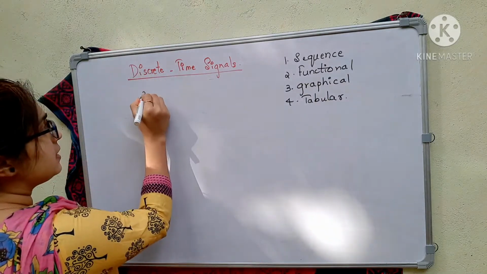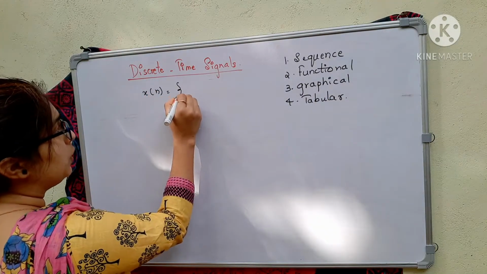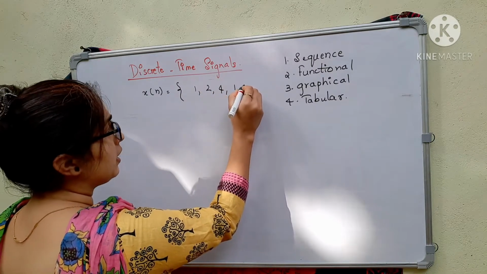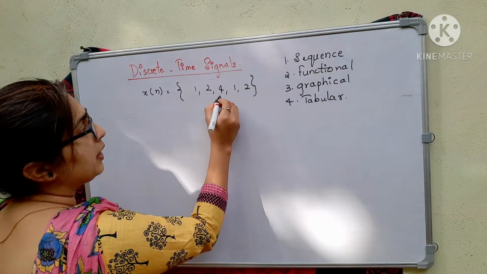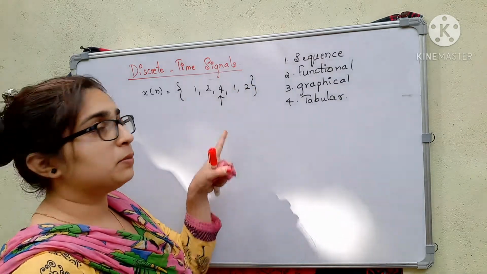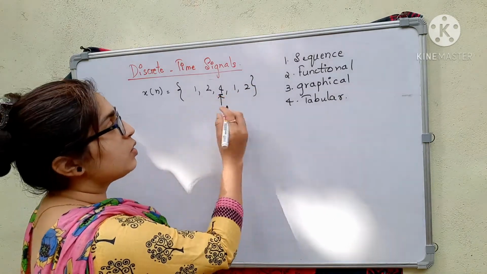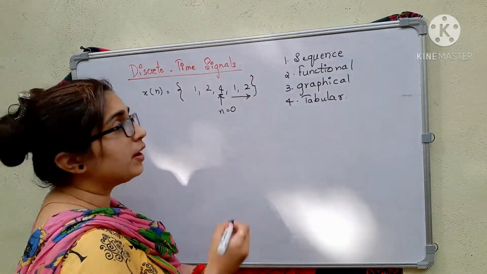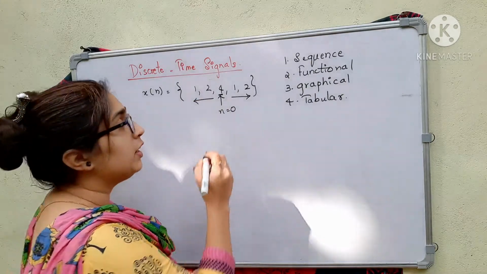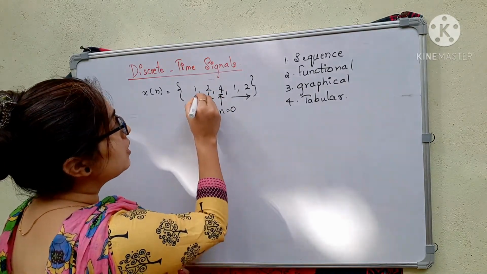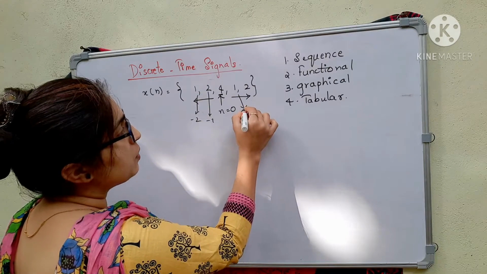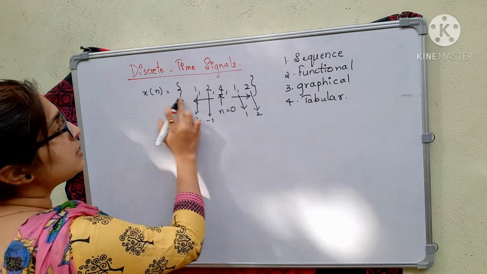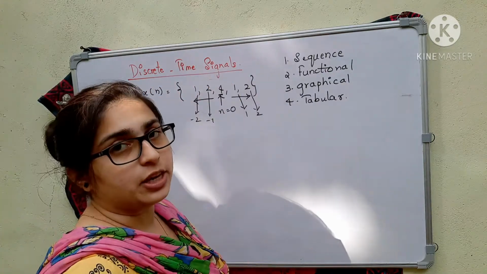If I consider x of n equal to 1, 2, 4, 1, and again 2, and here I am writing an arrow mark. The arrow mark means this is the value of x of n at n equal to 0. Here you get positive n and here negative n. So this will be at minus 1, this one at minus 2, this one at 1 and this one at n equal to 2. So this is your sequence representation.